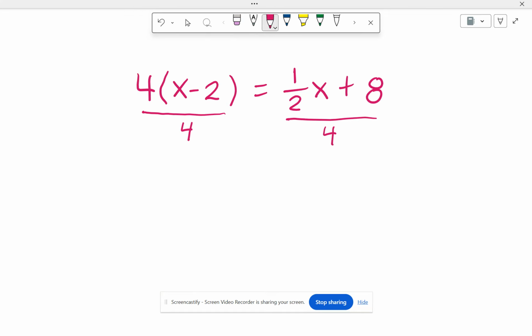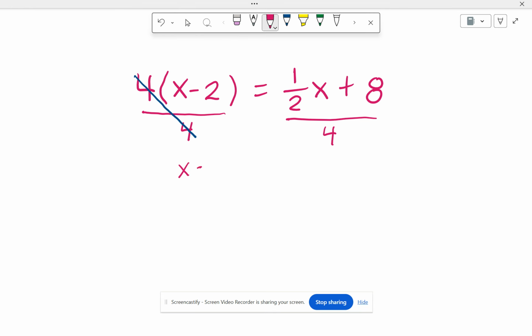This is a strategy that I feel like we're always taught to distribute, but a lot of times it's nice to just divide out or clear that on both sides when it makes sense. Does it make sense in this case? I don't know. Maybe not as much, but still kind of want to show that this is an option here.